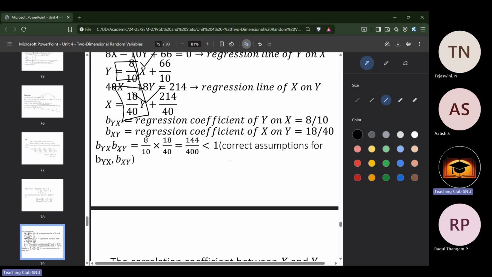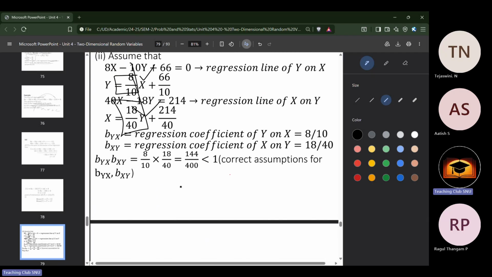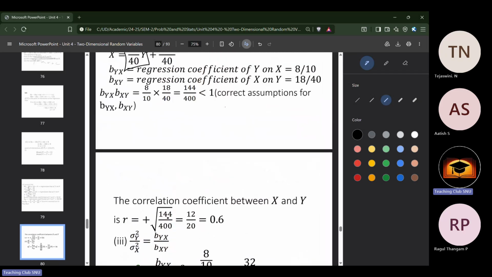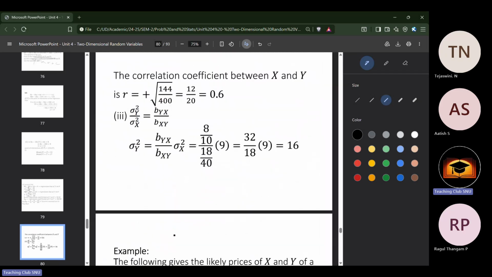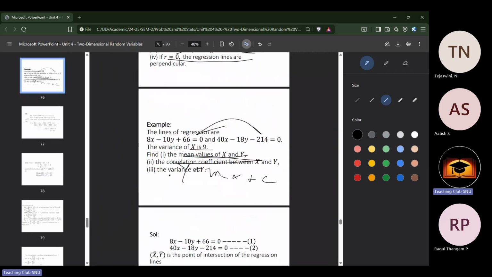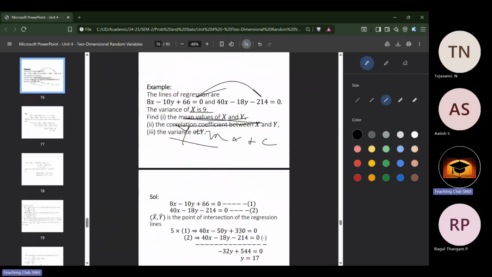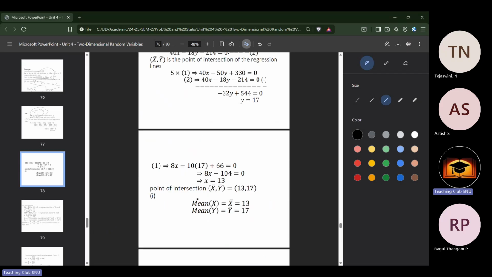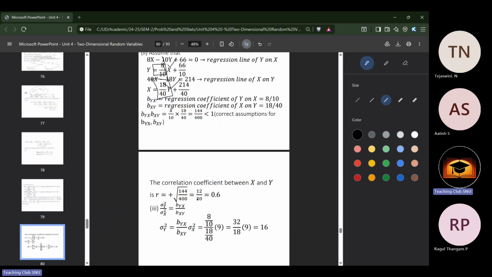So byx into bxy is nothing but less than 1. Beautiful. Nice. So r is going to be given by root of bxy into byx. That's it. Okay, so we got the regression coefficients as well. How do you find the covariance? Again, we very well know that they have already given us sigma x square, and byx and bxy both we found, right? Then we just need to find sigma y square, right? So we know the property byx by bxy is equal to sigma y square by sigma x square. Just using that. Okay. Beautiful.